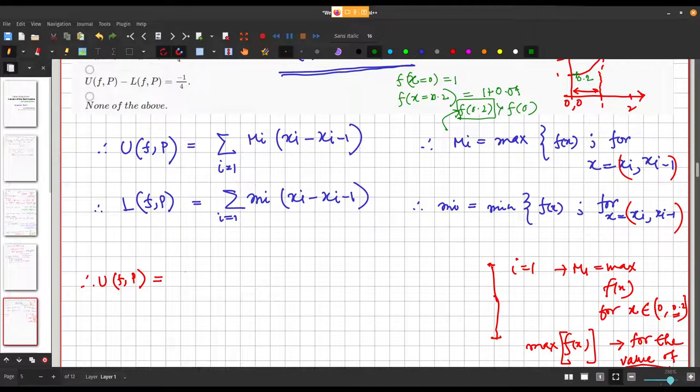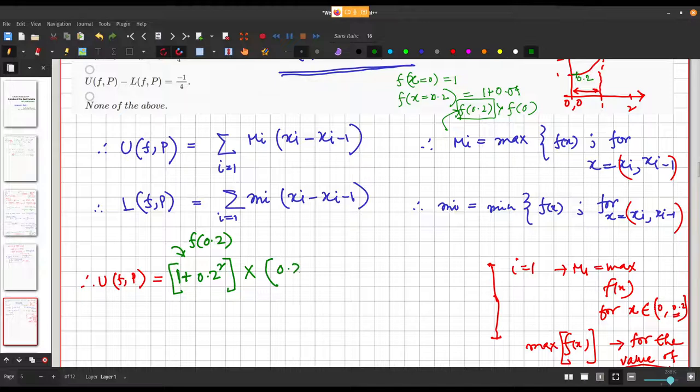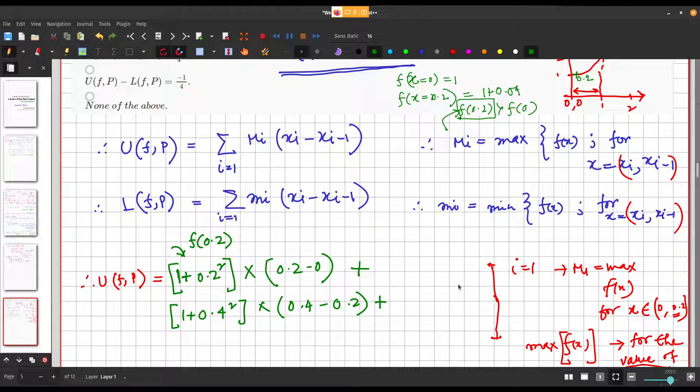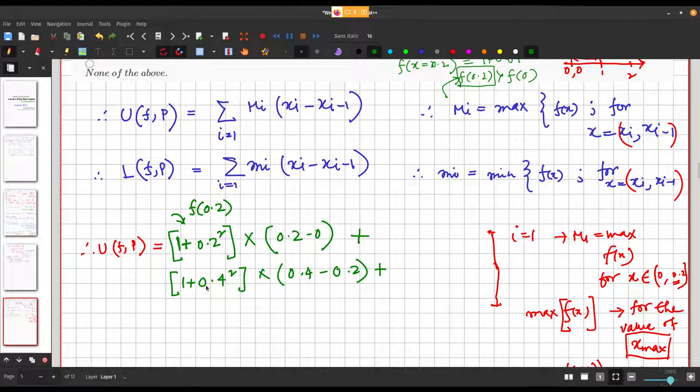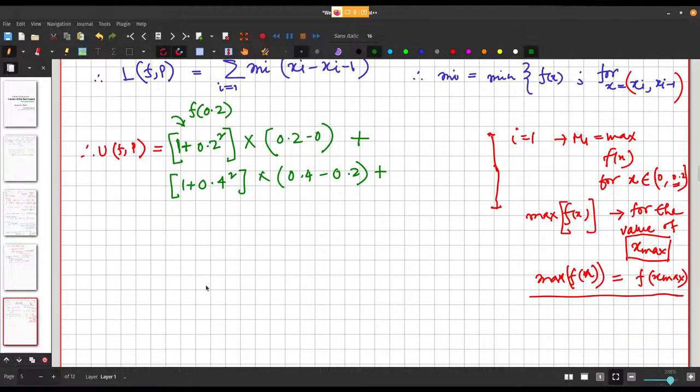So let me write the first term here. It will be 1 plus 0.2 square. This is just f(0.2) times 0.2 minus 0. Okay. Similarly, what will be the second term? 1 plus 0.4 square times 0.4 minus 0.2. Here also, we are looking at the interval 0.2 to 0.4, and for that, the maximum of f(x) occurs for the value of x equal to 0.4. Similarly, we can write out the other terms.